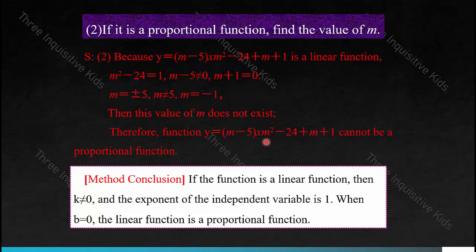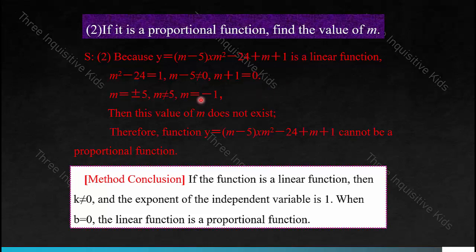This value of m does not exist because it says here that m can be positive or negative 5, but m cannot be 5, so then m will have to be negative 5. But here it also says m is equal to negative 1. That contradicts. M cannot have two values. This means this value of m does not exist. And it would not work if this is the situation. Therefore, this function cannot be a proportional function because it doesn't make sense. M cannot have two values.